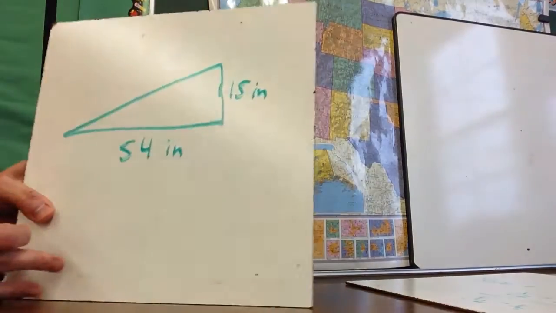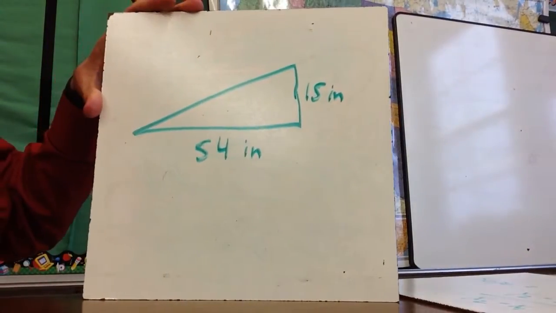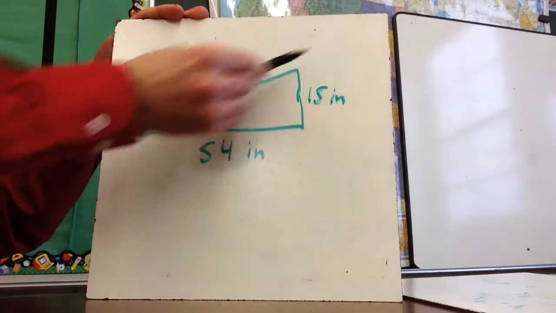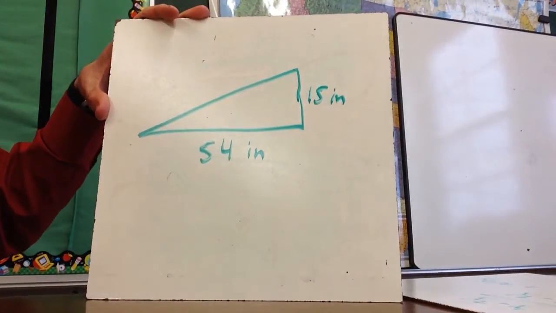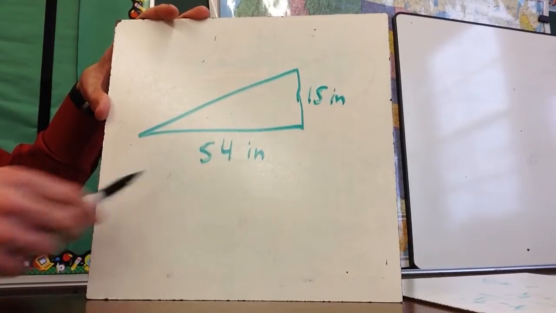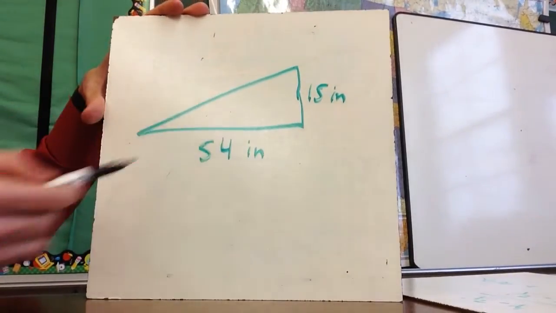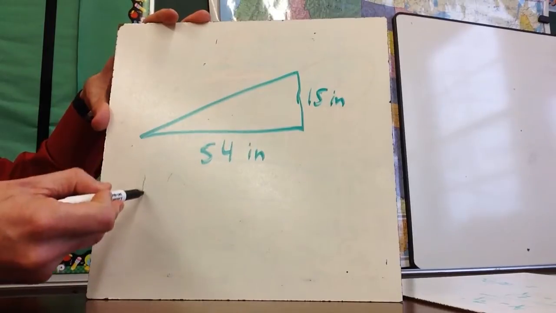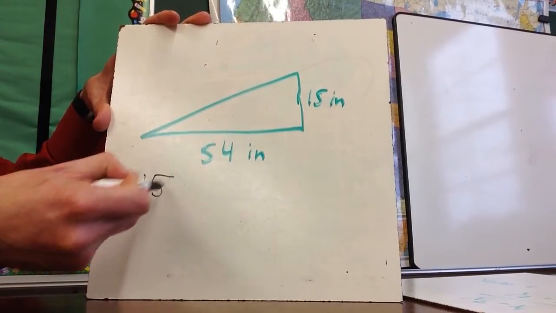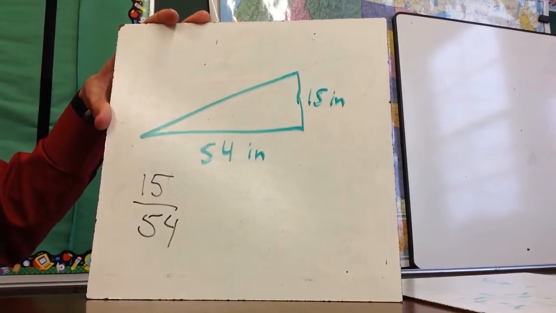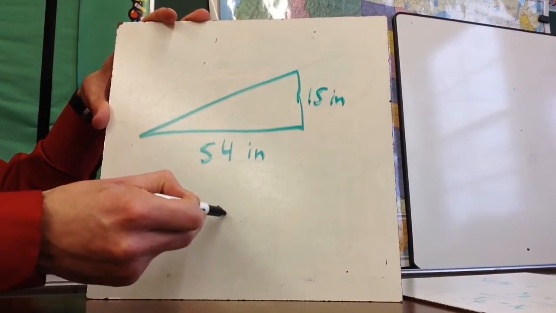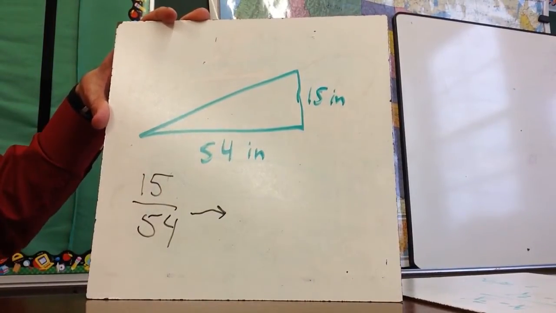Let's talk about this very primitive drawing of a skateboard ramp. Think of it as a ramp going up, and you've got 15 inches in height and 54 inches in length. If I was going to do this as rise over run, this would be 15 over 54. If I wanted to reduce this, I would have to reduce it.